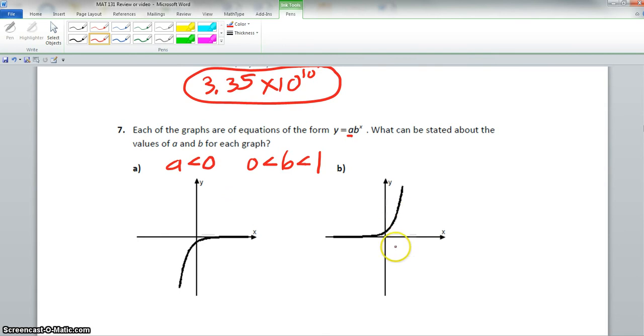Now we come to B here. We look at B here. Let's take a look at our A. If you look at our A here, it crosses the y-axis where A is greater than 0. Next, if you look here at our B, you notice that we're going here with a positive slope and is also greater than 1. So it'll be B is greater than 1. And that is our final answer for B.